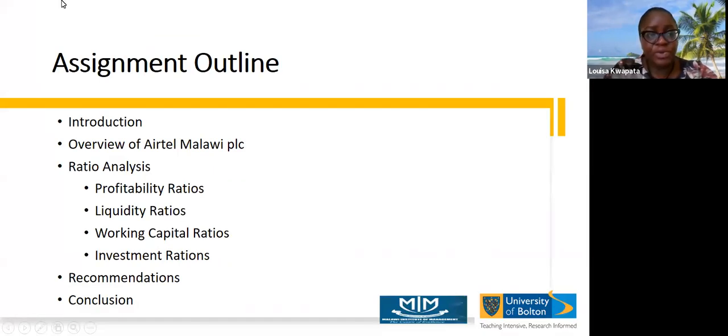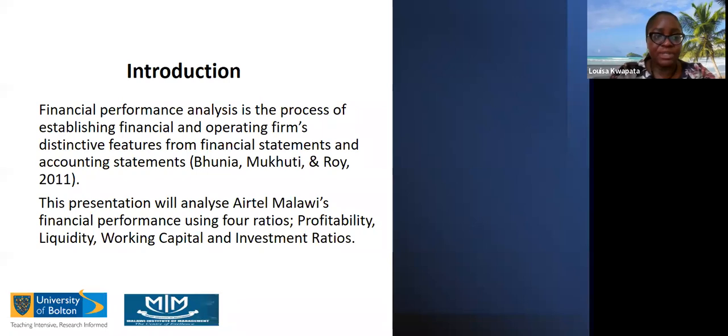In our presentation, we are going to talk about financial performance analysis in our introduction, and then we are going to look into the overview of Airtel Malawi, which is the PLC that we have chosen to analyze as a group. And then after which we are going to do ratio analysis for Airtel Malawi, where we are going to look into profitability ratios, liquidity ratios, working capital ratios, as well as investment ratios. After which we are going to give recommendations to Airtel Malawi, which can be considered for future improvement on financial performance for the company. And lastly, we are going to have a conclusion to our presentation.